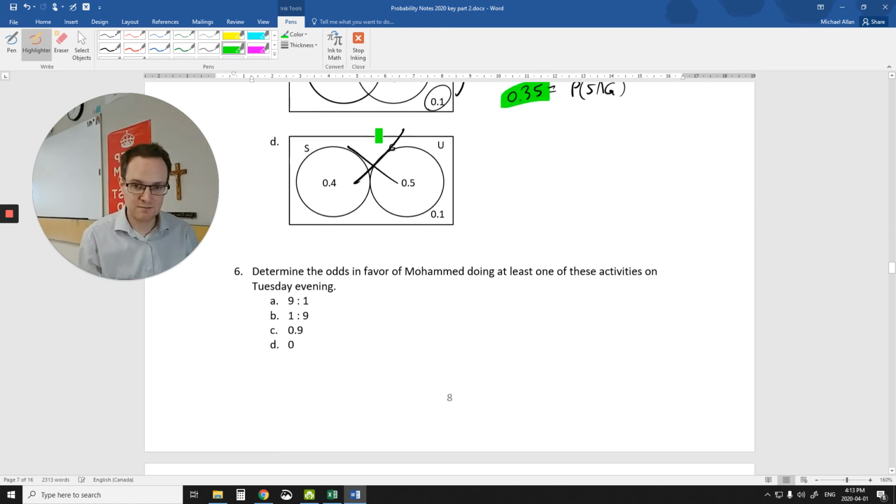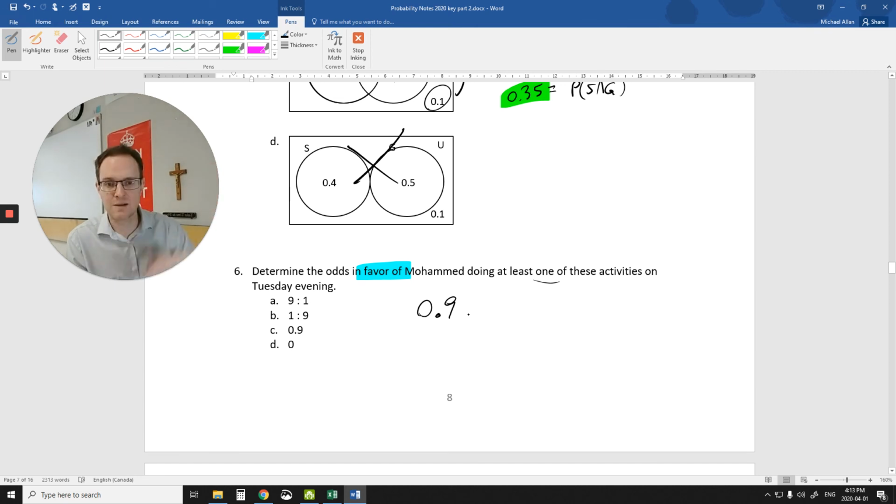What are the odds in favor, spelled the American way for some reason, of Muhammad doing at least one of these activities on Tuesday? So doing at least one means that's pretty much everything. So he's going to at least do something 90% of the time, and then he's not going to do something the other 10% of the time. I'm going to reduce or modify it so we're using whole numbers. So it's 9 to 1 odds in favor of him doing something.